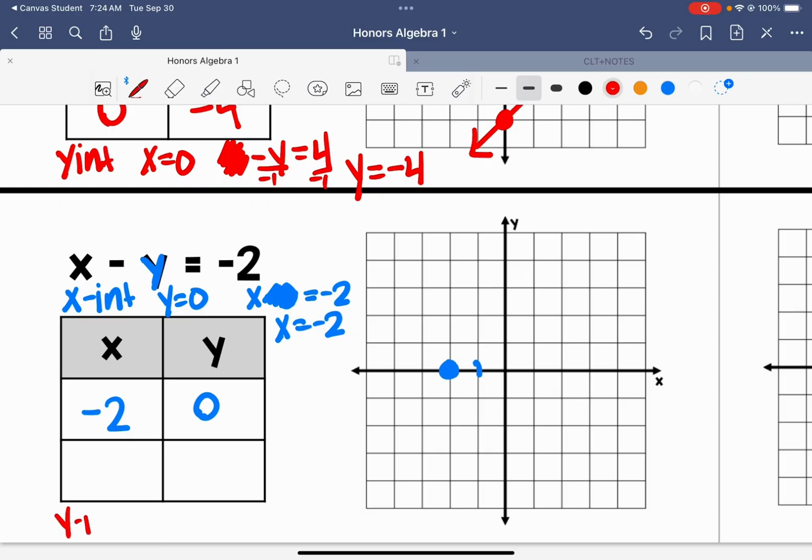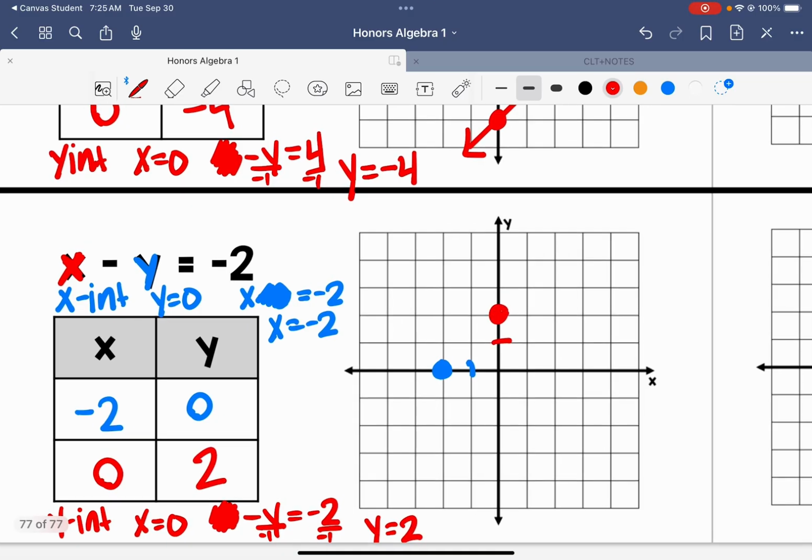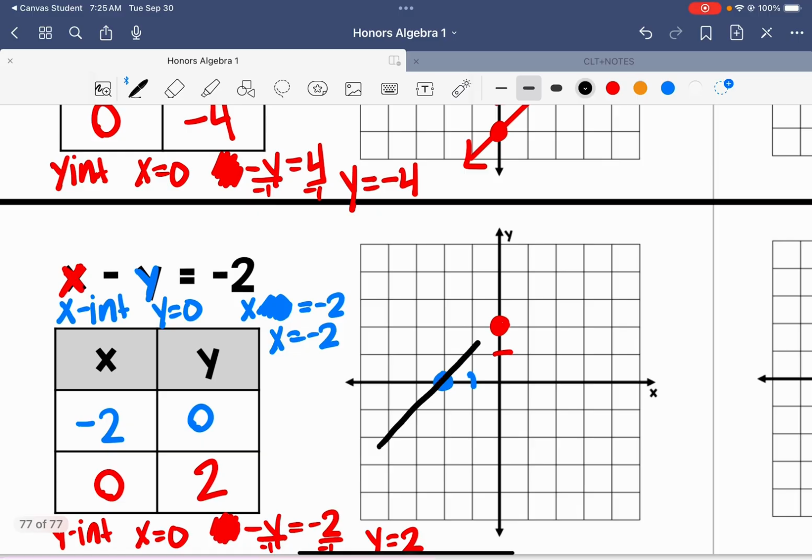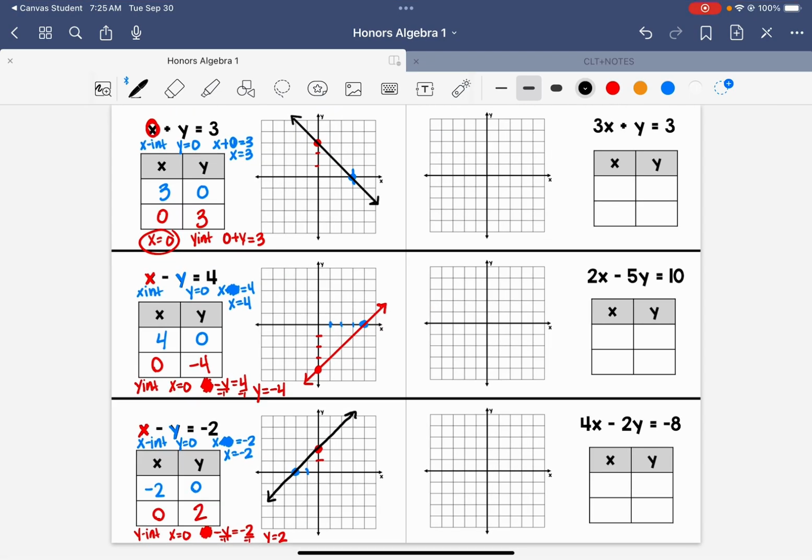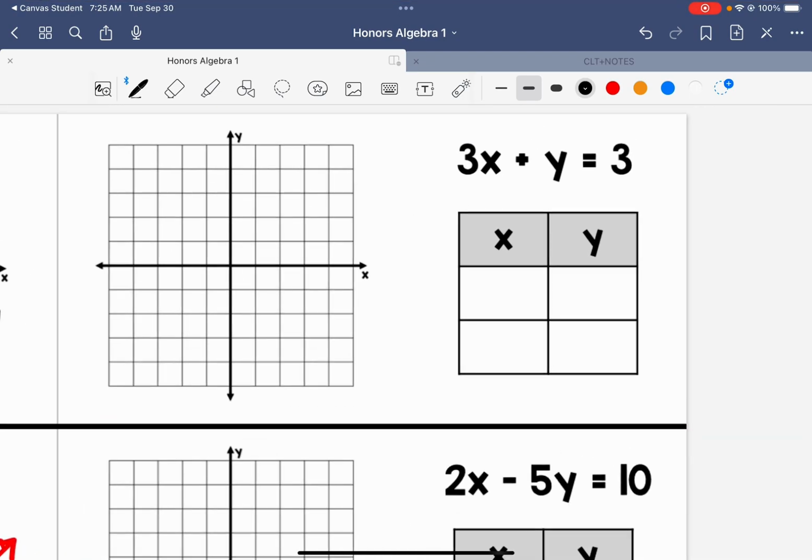So x is at negative 2, which is right here. The y-intercept is when x equals 0. So when I put that in, I get 0 minus y equals negative 2, right? Because 0 goes in place of x. Just kind of cross out where the 0 is at. I do have to divide by negative 1, and I get y equals a positive 2. So I go up here, and then I can connect them. Oh, it's not the super straightest line, but that's the line for x minus y equals negative 2.